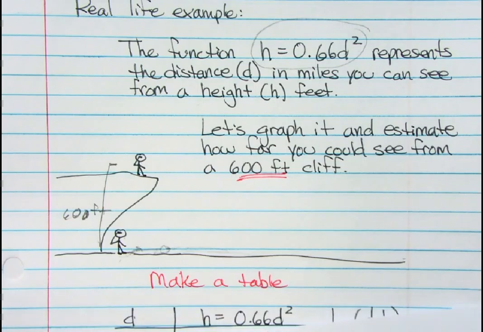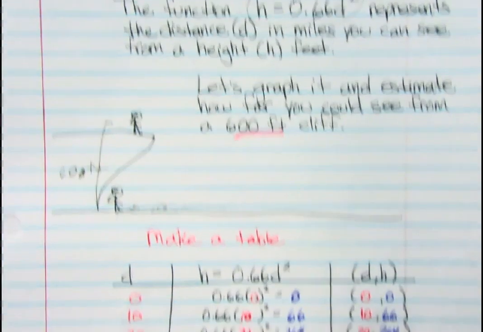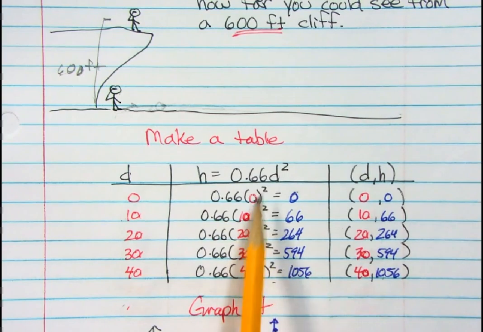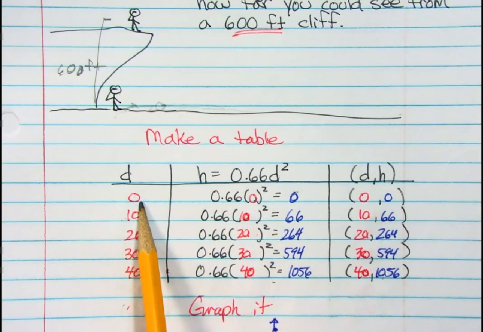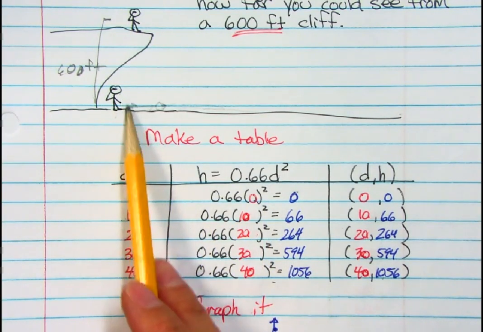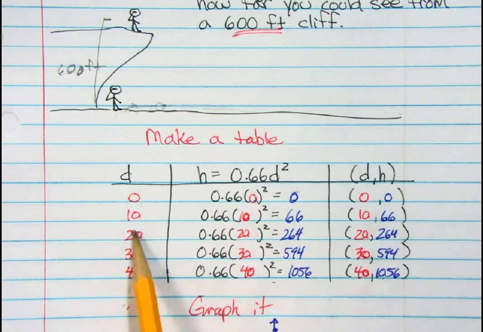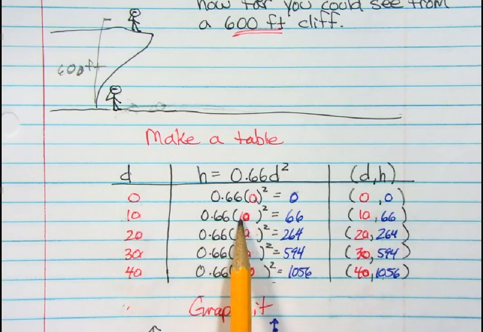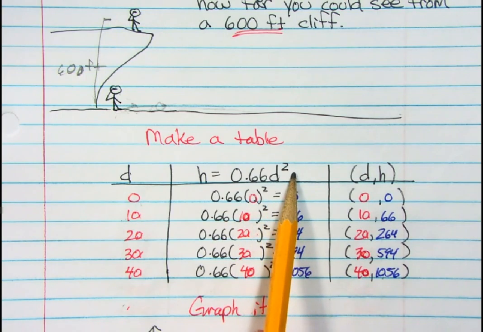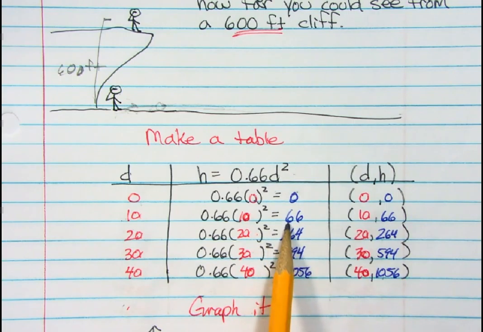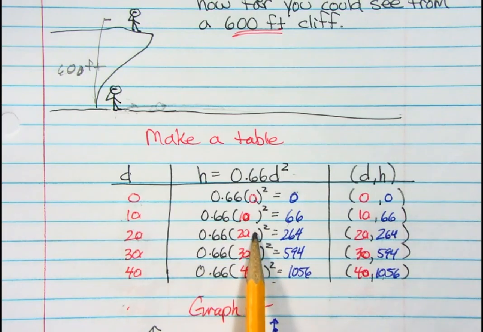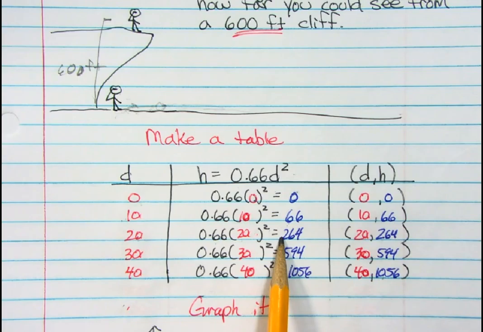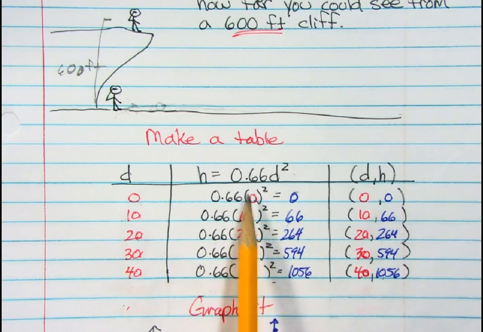All right, so let's make a table. And here's what the table looks like. Okay, don't worry, I wrote the function right here. Look, 0 feet, if you're right there at ground level, you're not going to be able to see anything. But 10 feet in the air, if you type it in, 10 squared is 100. 100 times 0.66 is 66. So if I'm 10 feet in the air, I can see about 66 feet in the distance. 20 feet, I just multiply 20 squared times 0.66, 264 feet. 30, 40, and so on.